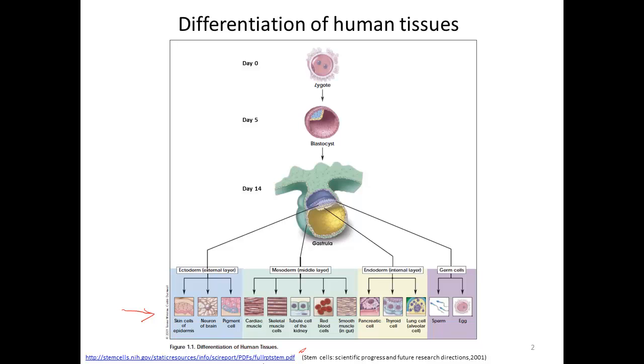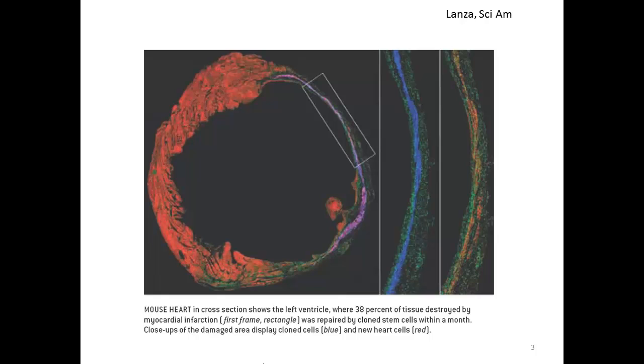The second promise of stem cells, which is related, is not just to make any tissue de novo, but to repair damaged tissue. Here we see the cross section of a mouse heart. What we can see over here is healthy, thick, muscular ventricle wall. Here we see a region that has suffered a heart attack, and as you can see, the muscle tissue is gone. It's very thin. In these two blow-ups of this region, they have introduced cells which they have genetically modified, and those are labeled blue.